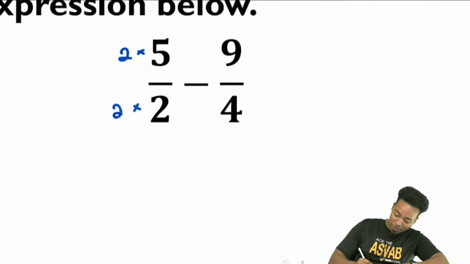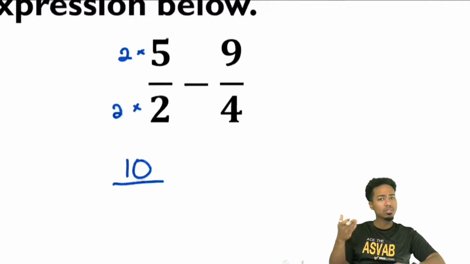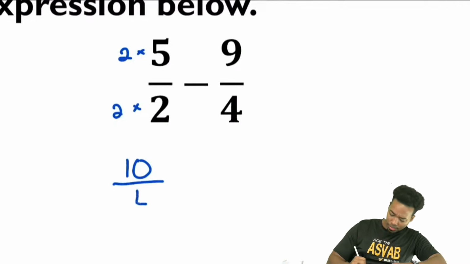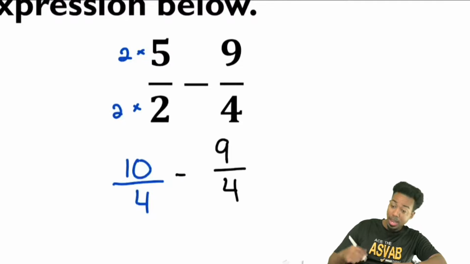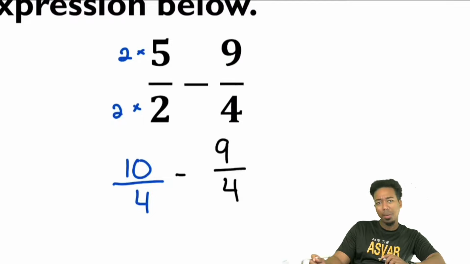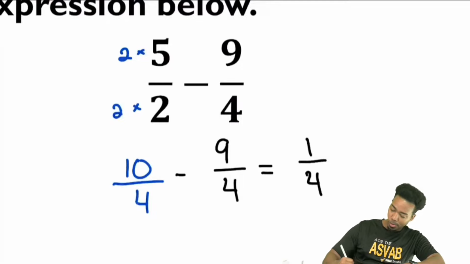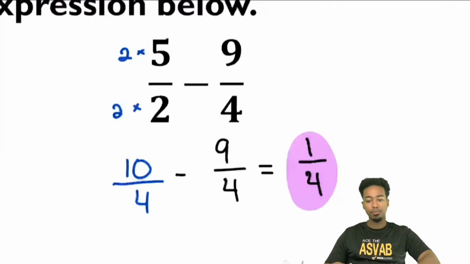Do our math. Everybody, 2 times 5 is going to give me 10. Thanks, Joseph. And then 2 times 2 is going to give us 4, minus 9 over 4. And then from there, we're going to handle business. 10 over 4 minus 9 over 4 gives us what, everybody? 1 over 4. And there's our correct answer.